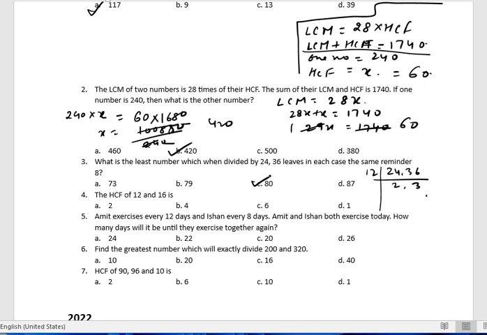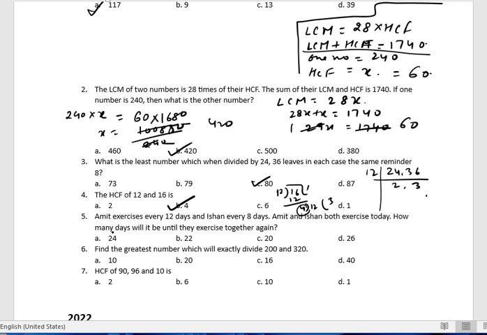HCF of 12 and 16 is? Now for HCF, we will go with the common division. So what we will do? We will divide the bigger number by the smaller number. 12 ones are 12, remainder 4, and we know that 4 3s are 12. So straight away we are getting 4 as the right answer.